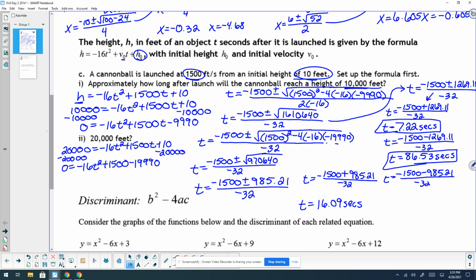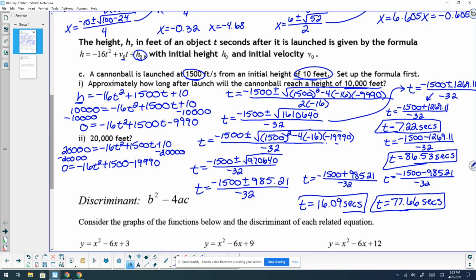And it would happen at 1,500 minus 985.21 divided by negative 32. It would happen at 77.66 seconds.